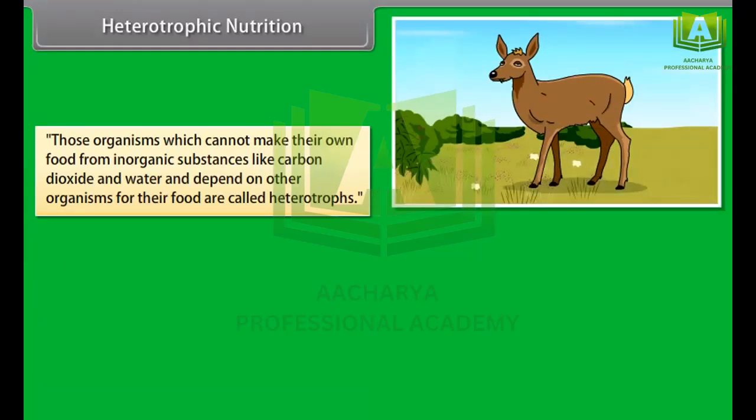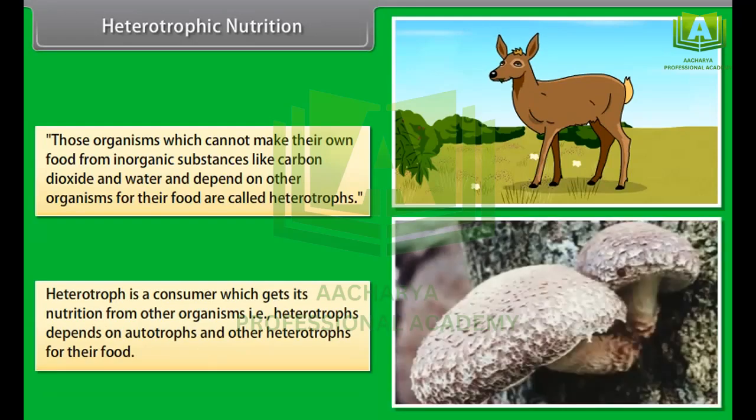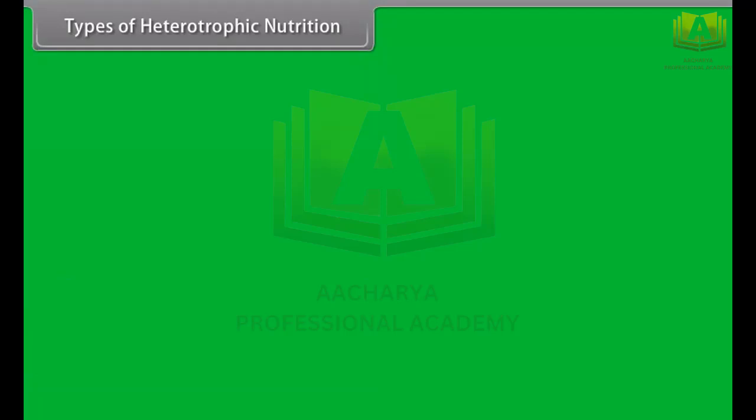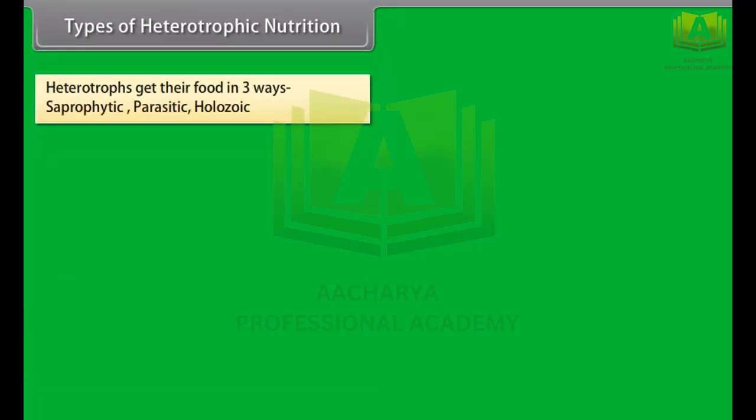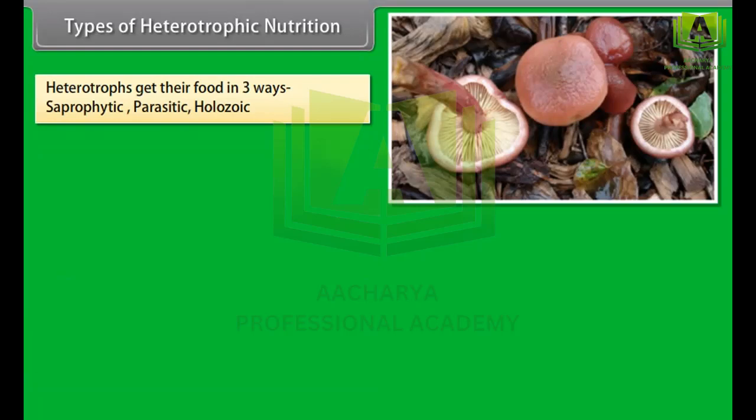Those organisms which cannot make their own food from inorganic substances like carbon dioxide and water and depend on other organisms for their food are called heterotrophs. A heterotroph is a consumer which gets its nutrition from other organisms. That is, heterotrophs depend on autotrophs and other heterotrophs for their food. Types of heterotrophic nutrition. Heterotrophs get their food in three ways: saprophytic, parasitic, holozoic.